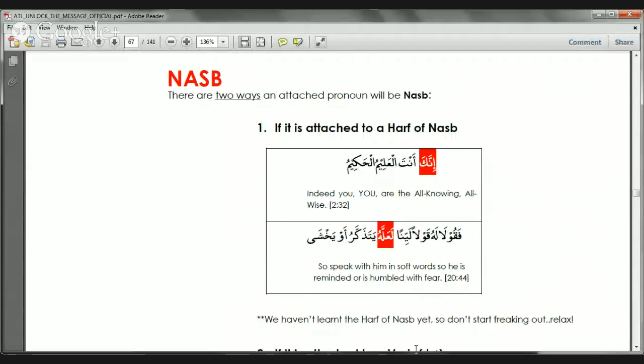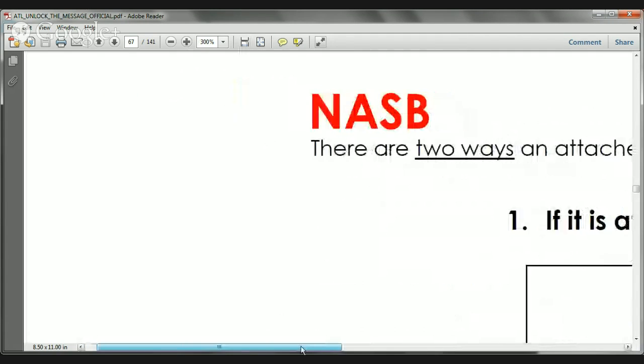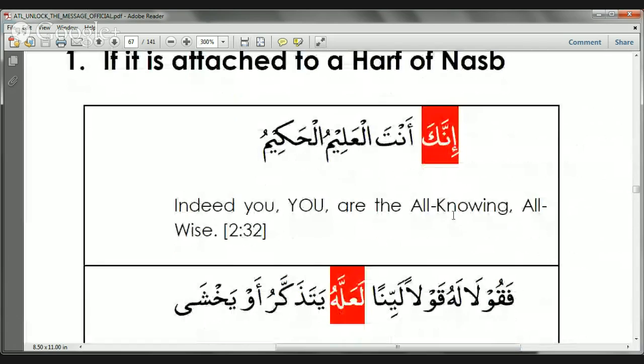Innaka antal alimul hakim. Indeed you. Innaka. Indeed you. So ka is nasab. Why? Because there's a harf of nasab before it. That's the idea. You'll learn about it soon. Which one is the attached pronoun? You know? It's ka. Ka is the attached pronoun. Don't worry, I'm going to write all this stuff out in a second. I just want you to absorb for now.